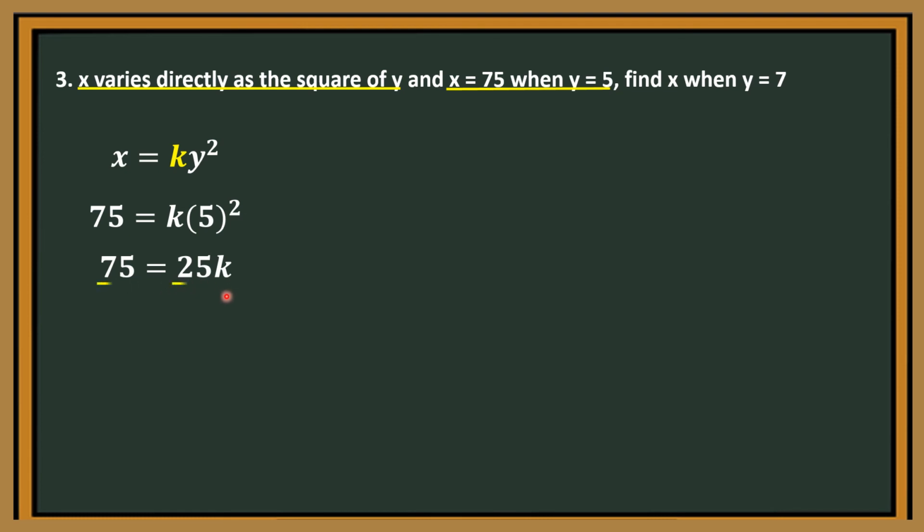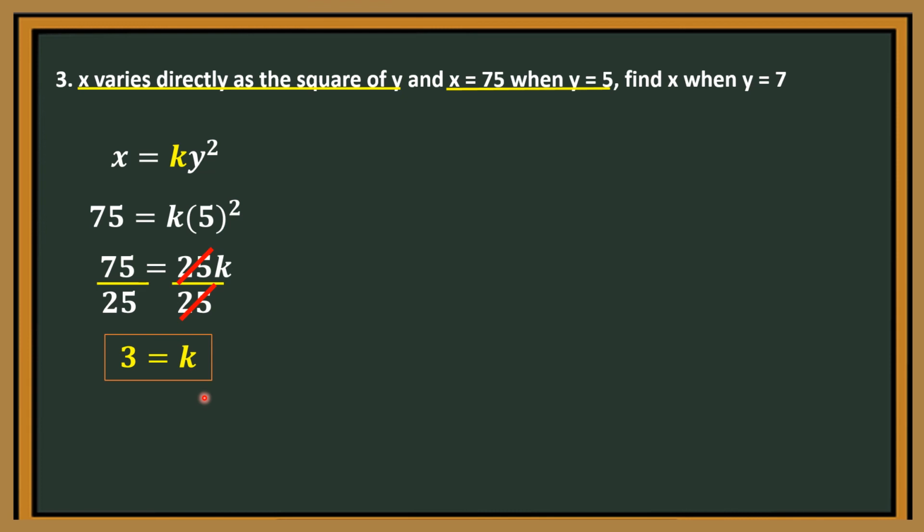Then, to solve for k, we divide both sides by 25. So on the right side, what remains is k. You can cancel 25. Then, 75 divided by 25 is 3. Therefore, the constant is 3.